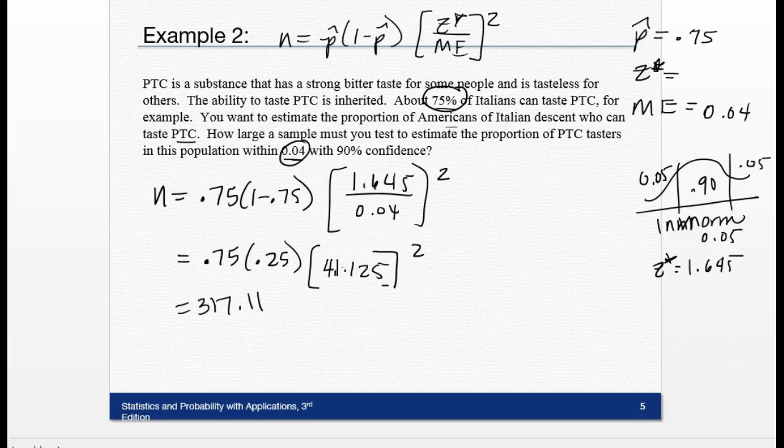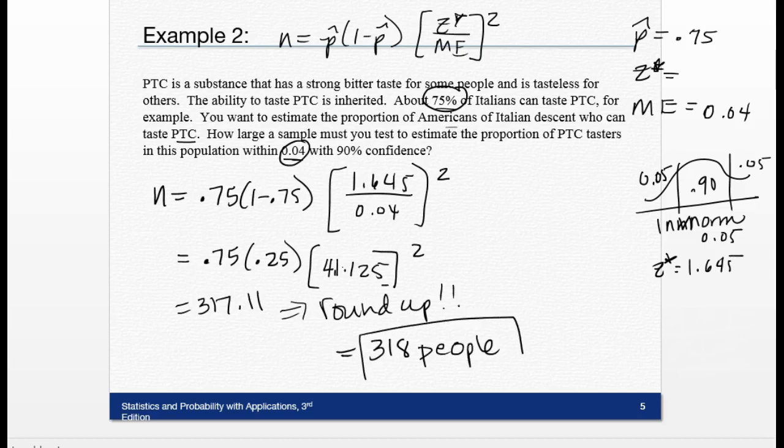Now, when you do a sample size problem, you cannot leave your answer like this. You cannot survey 317.1 people. So what you're always going to do is round it up. So my real answer here is they need to survey 318 people. Need to be surveyed to get close to our actual value, back within 4% of our actual value. Okay? So pay attention. If it's proportions and you need sample size, you're going to use this formula.